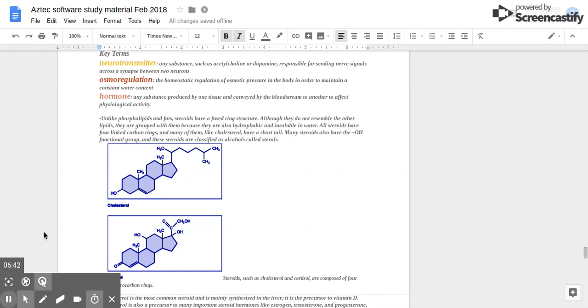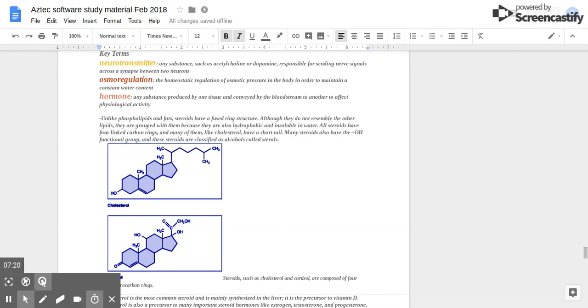So hormones, any substances produced by one tissue and conveyed by the bloodstream to another to affect physiological activity. So these are like steroid molecules. Unlike phospholipids and fats, steroids have a fused ring structure shown here. Although they do not resemble the other lipids, they are grouped with them because they are hydrophobic and insoluble in water. All steroids have four linked carbon rings.